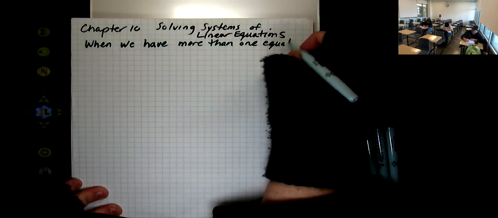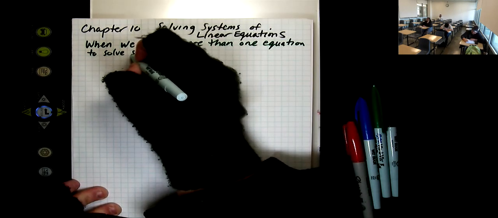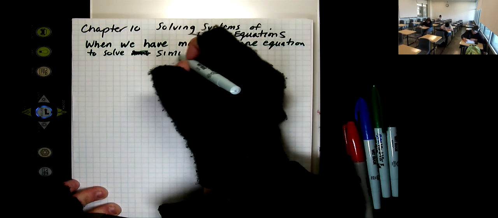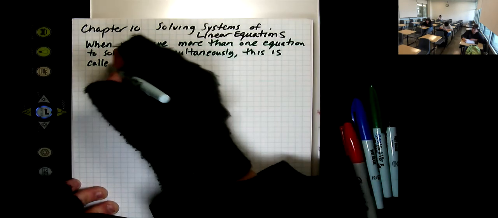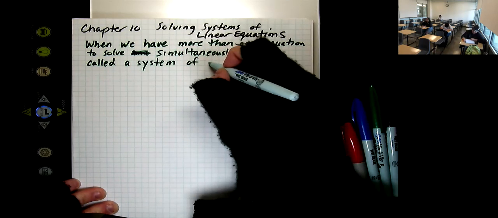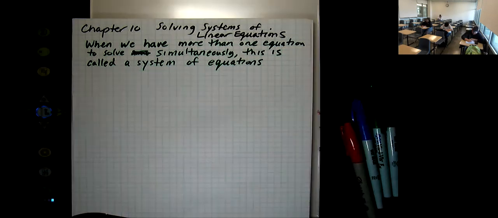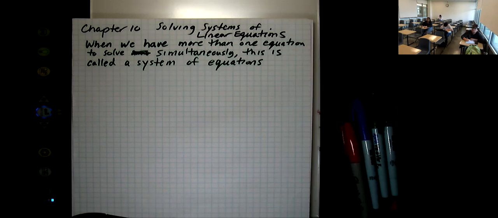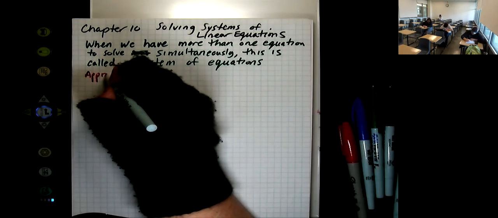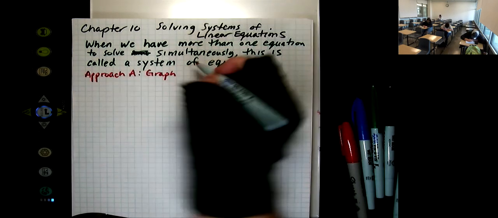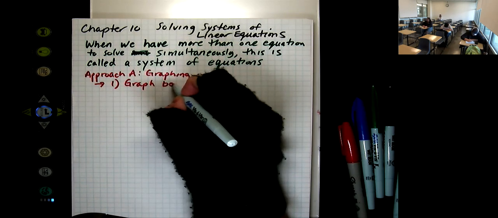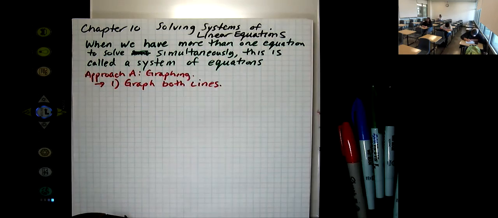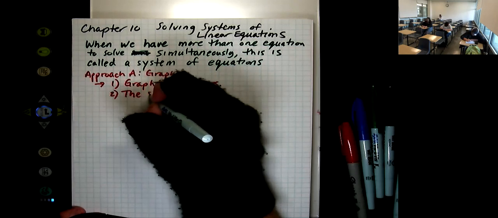When we have more than one equation to solve simultaneously, this is called a system of equations. And there are several methods we're going to use. The first approach we're going to take is graphing. So approach A is graphing. The way it works is, step one, graph both lines. Step two, the solution is the point of intersection, if any.